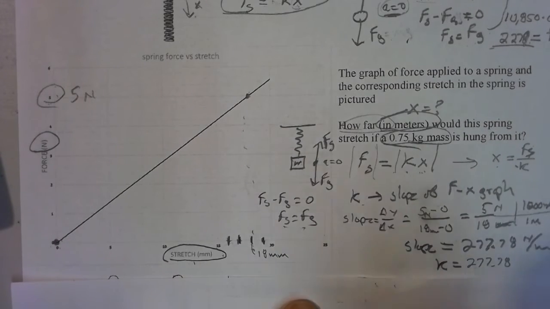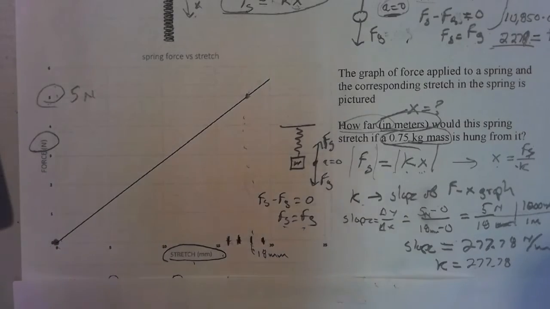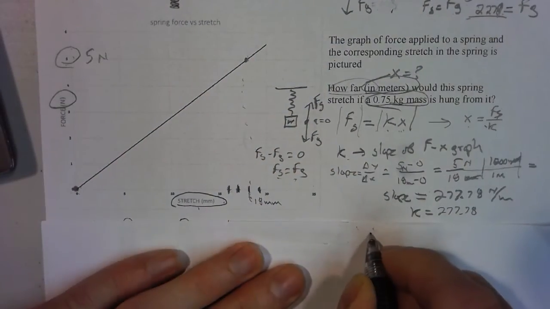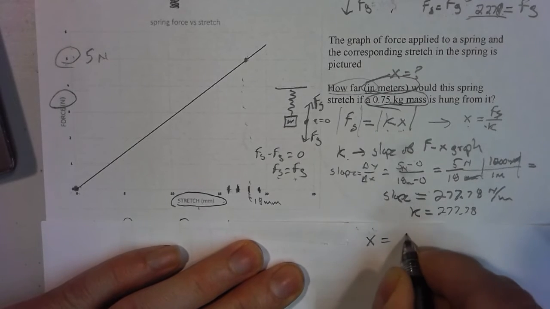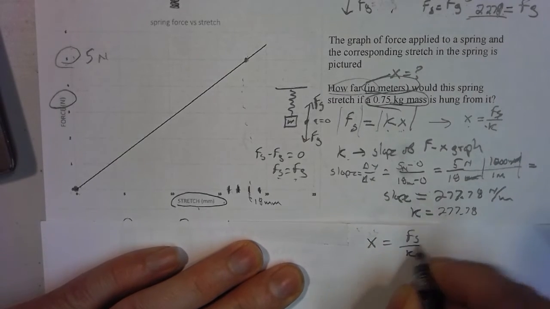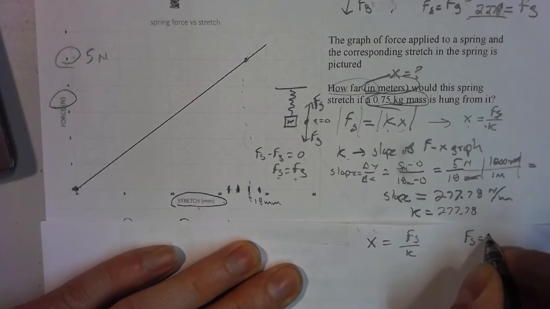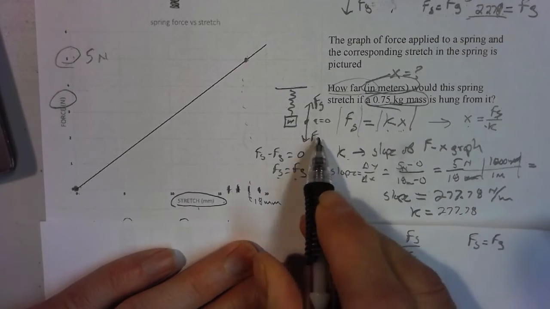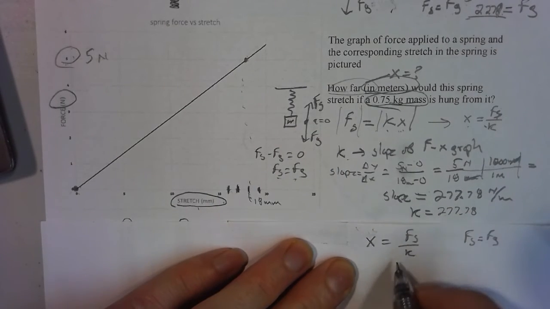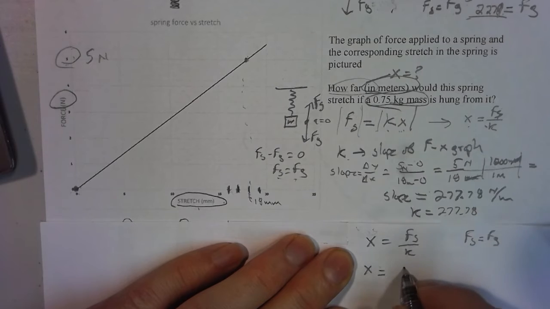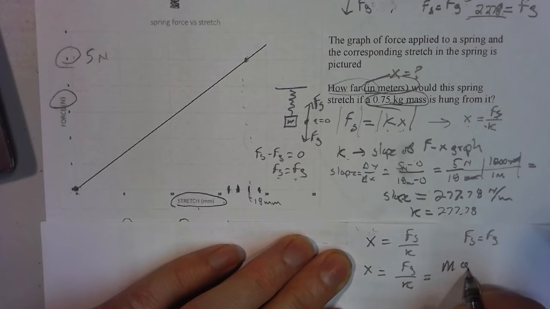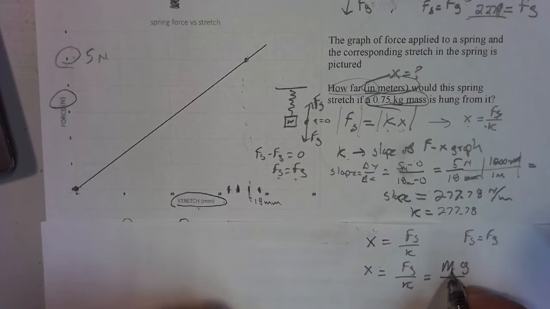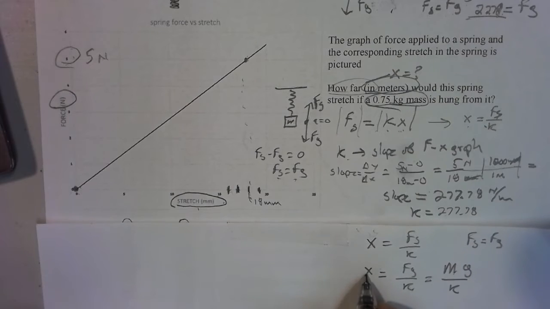Now I'm going to move that down and stretch out my picture here. So we've got that X is force of the spring over K. But we also know that the force of the spring in this case is equal to the force of gravity because it's hanging in equilibrium. It's not always true, but it is now. So that stretch is going to be the force of gravity over K. And force of gravity is m times g, but that m has to be in kilograms. So let's move over to here.